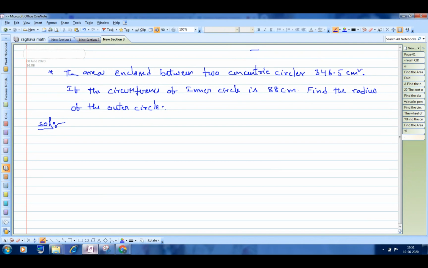Sir, got the answer. The radius of the first circle is 14 centimeter. Radius of the second circle is 17.5. So radius of outer circle is capital R, radius of inner circle is small r. The circumference of the inner circle is given. So 2 pi small r is equal to 88. From here, r is equal to 88 by 2 pi. So 44 by pi. 44 by pi means 44 by 22 by 7. So 14 centimeter.